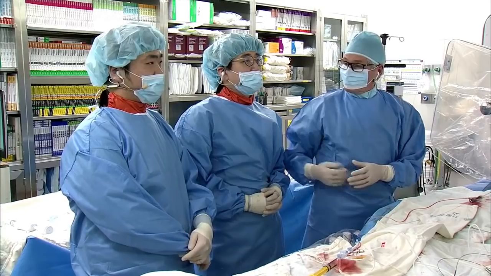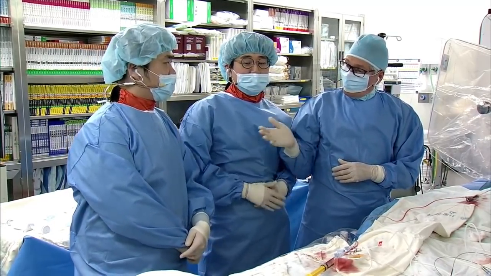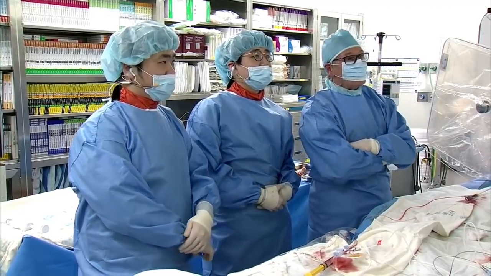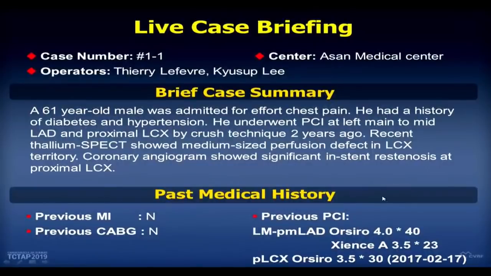So I'm working with Dr. Lee and Dr. Park, and Dr. Park will present the case. Okay, let me introduce our case to you. A 61-year-old male was admitted for chest pain. He had a history of diabetes and hypertension. He underwent PCI of left main and LAD and proximal circumflex by crush technique 2 years ago.